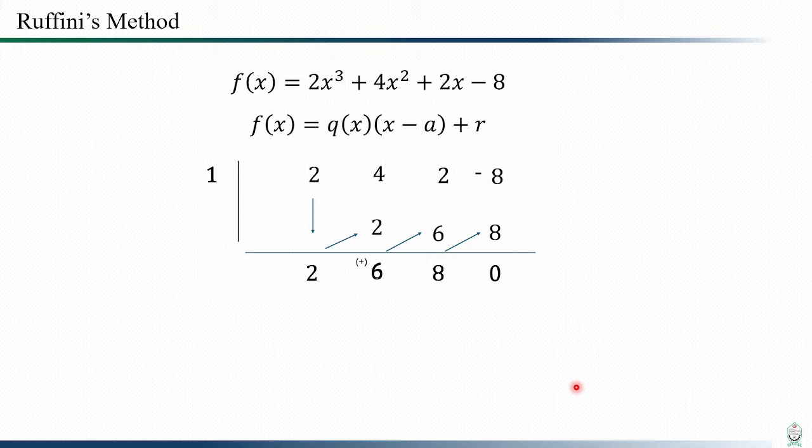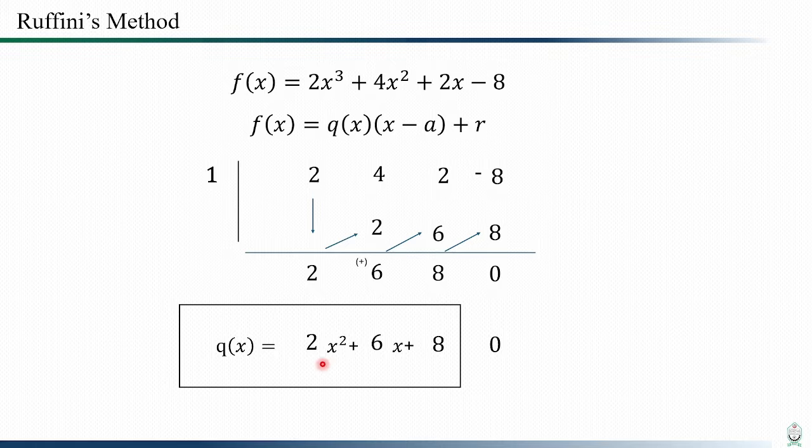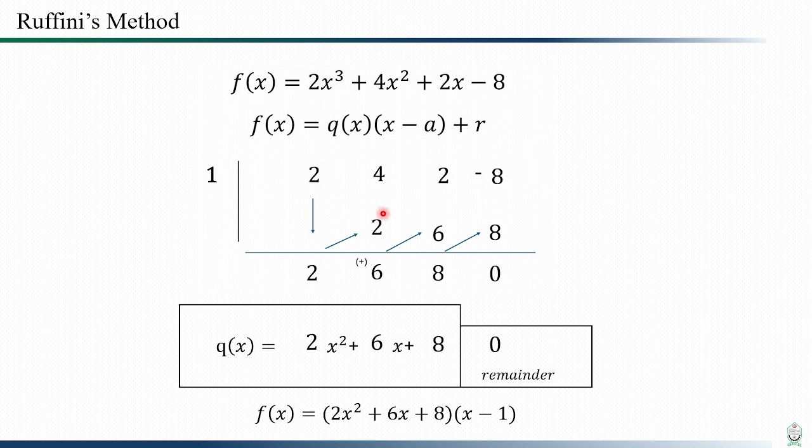What this calculation means, let us look here. So far we have done this. This means that the q of x will be of this order and the remainder is 0, which essentially means that we have now rearranged our given function into this q of x into x minus a format, which is here 2x squared plus 6x plus 8 into x minus 1, and here plus r, the value of r will be 0.